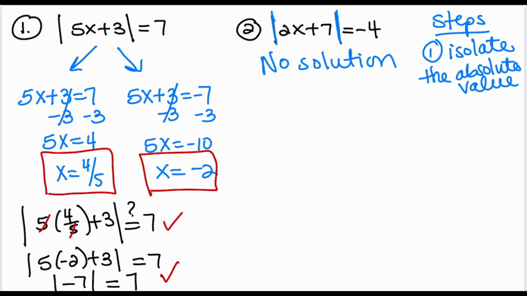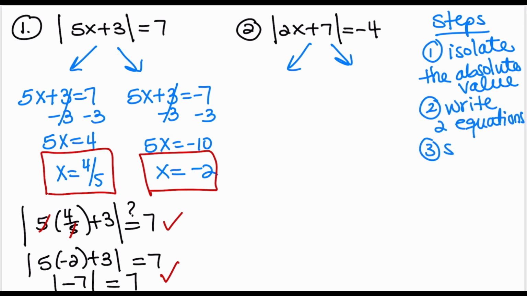Now, let's pretend that we didn't realize this is going to happen. Remember that what we would do is set up 2 problems. So if I were to go ahead now and set up these 2 problems, not realizing that there is in fact no solution, then I'm going to go ahead and isolate the absolute value. I'm going to write 2 equations, and then I'm going to solve each equation. So that would mean that 2x plus 7 equals -4.